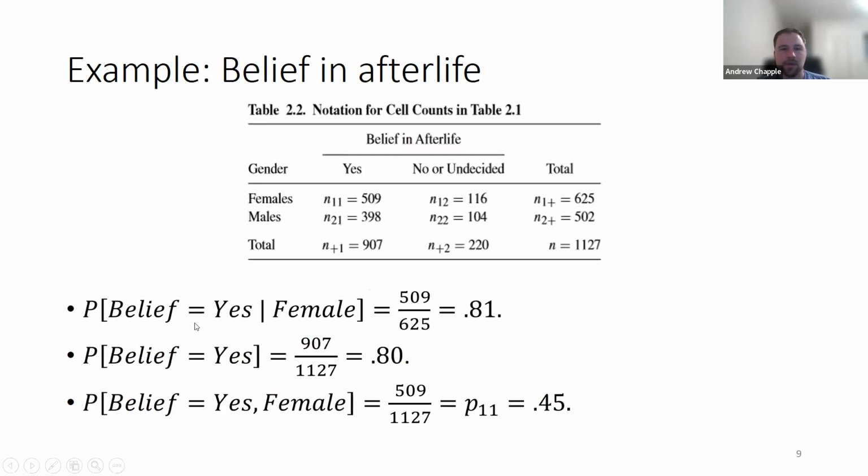Okay, here's the estimates. Belief equals yes, conditional on female, is this 509 divided by 625. So basically you just ignore the second row here. Overall belief equals yes probability is the total number of people who said yes, which is 907, divided by the total sample size, which is 1127. And this is a joint probability. The probability that belief equals yes and a person identifies as female in this sample is 509, because there's 509 people that answered yes to those two questions, and there's 1,127 patients total. So it's 509 divided by 1127, that's about 45%.